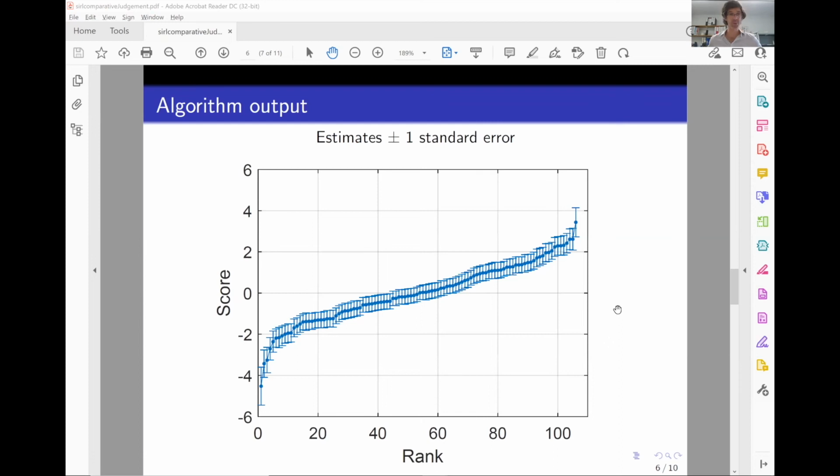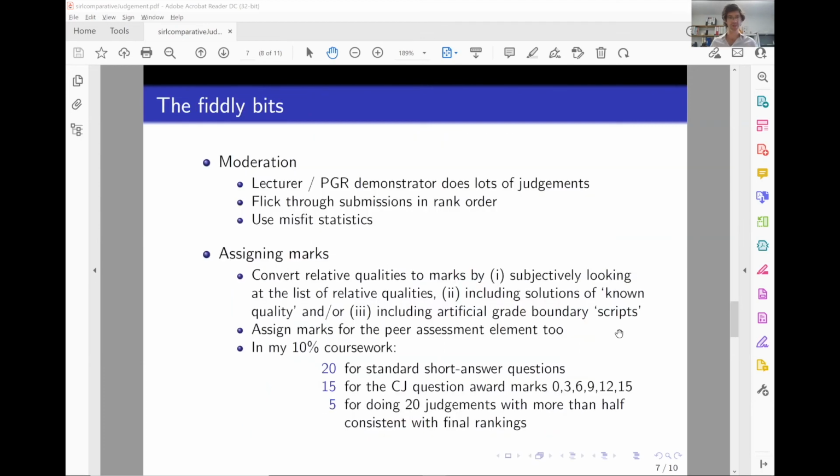The kind of output we get, so we can rank all the scores, so each submission gets a score here on a scale from about -4 to +4, and there's some standard errors involved as well because I'm statistically trained, and there's then an interesting question, lots of interesting questions. How do we turn that into marks? Those were briefly addressed beforehand. I've not got time to go through all the details now.